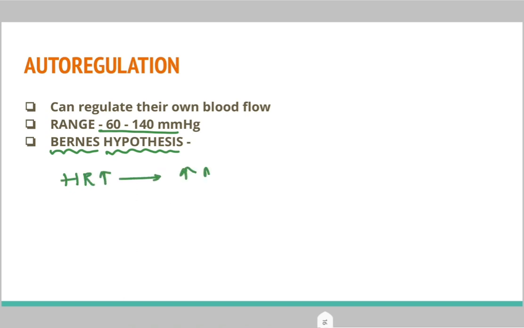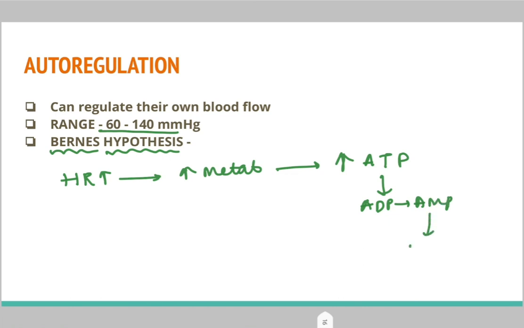It states that increase of heart rate will lead to increased metabolism, which leads to increased utilization of ATP. So the ATP gets broken down to ADP and further AMP and further adenosine. And we know that adenosine is the most potent vasodilator out there.